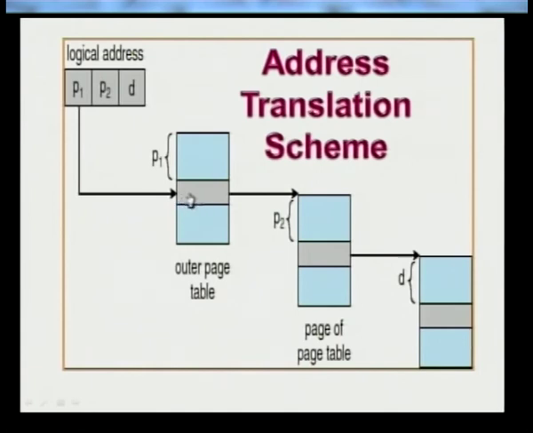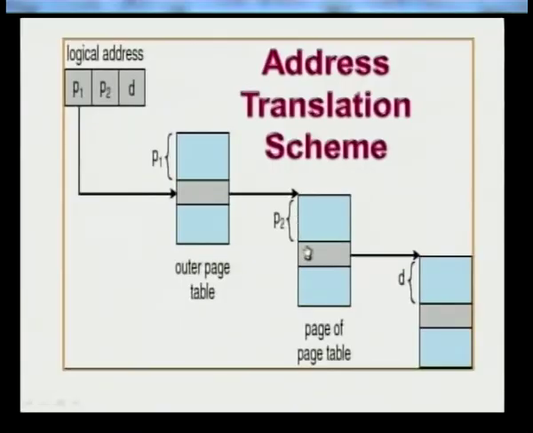Therefore, the entry for P1 is identified directly, and the corresponding base address of the inner page table is also identified. Now you can understand that as many entries as there are in the outer page table, that many inner page tables, or that many inner page table base addresses, would be available. Loading the base address identified at this location will give you the second level of your page table.